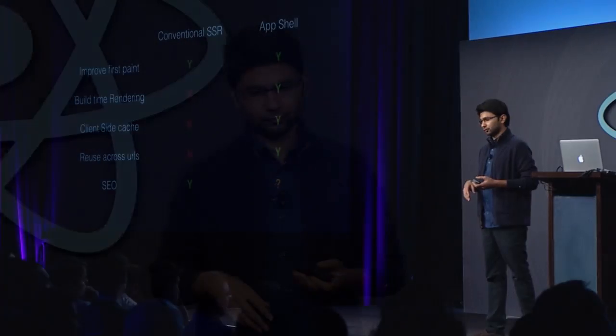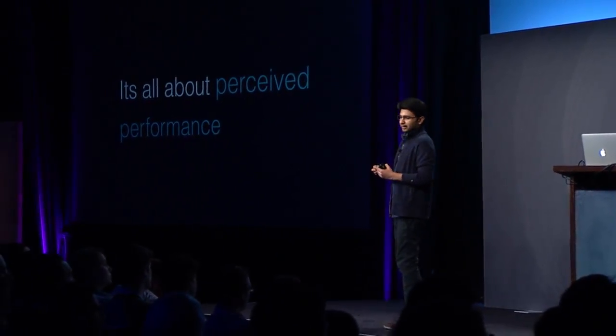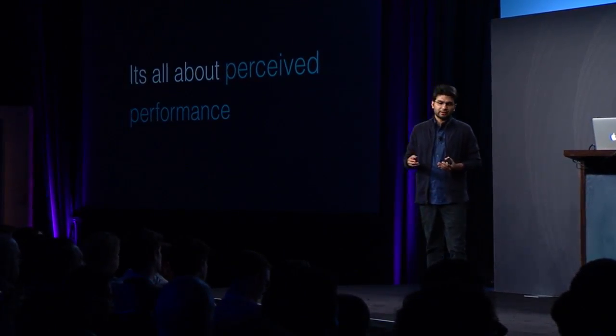SEO is a little tricky with app shells. We know that it works perfectly well with server-rendered pages, but with app shell, it's something that you have to try out yourself. If you've been able to solve SEO for a single-page app before, you should be able to do it for app shells as well. The key theme here is that it's all about perceived performance. All of these numbers that I showed you wouldn't matter if users didn't perceive this as a really instant load or a really speedy thing.